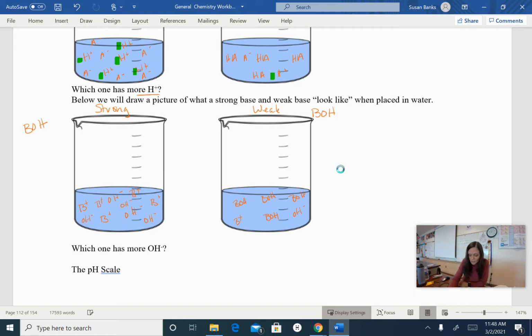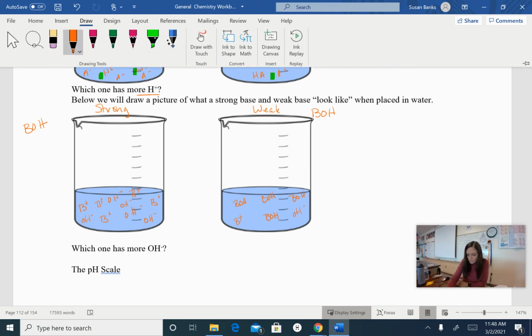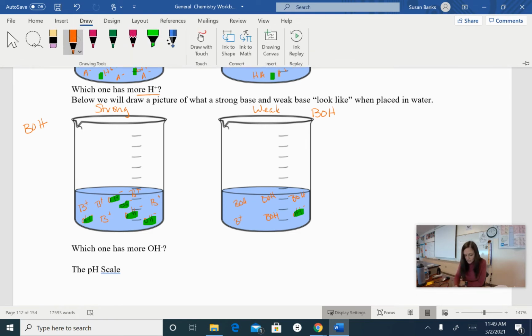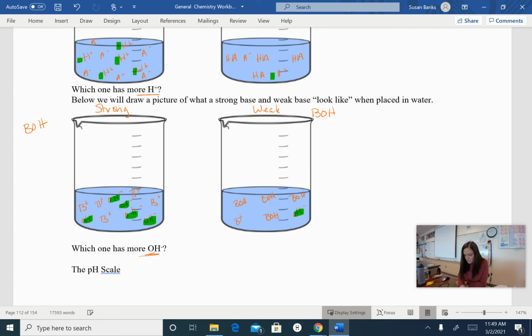So let's highlight the OHs really quick. So if I highlight the OHs, I've got 1 here, 2, 3, 4, 5. I've got a lot. If I highlight the OHs here, I only have 1. So which one has more OHs? The strong. Because that strong base dissociates completely and gives us a lot of OHs in solution.